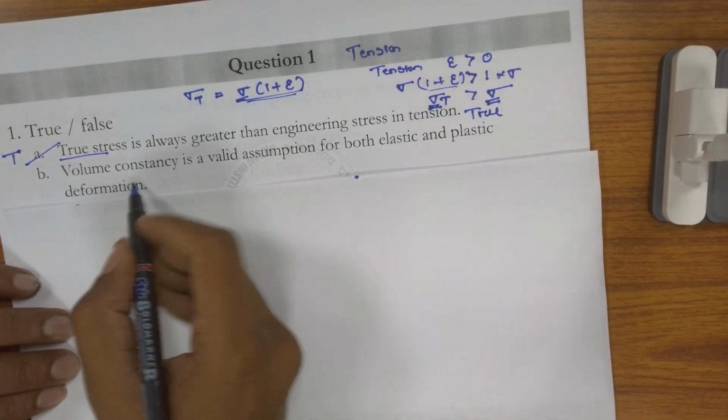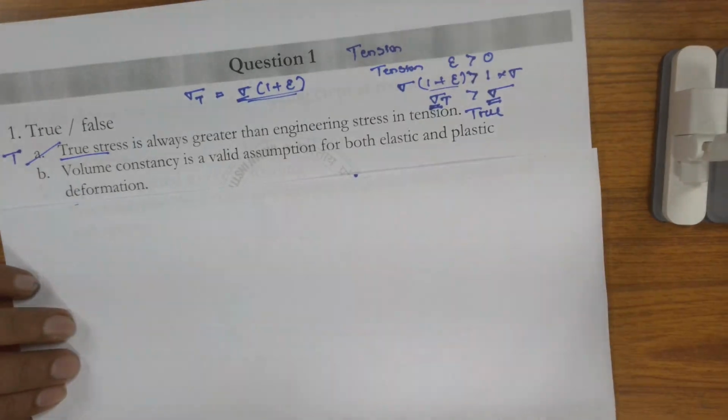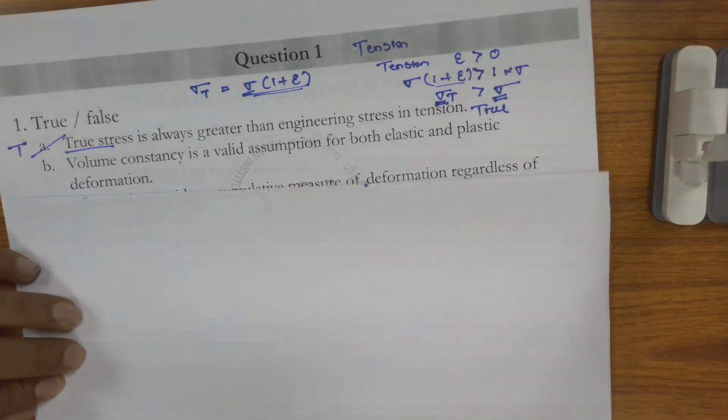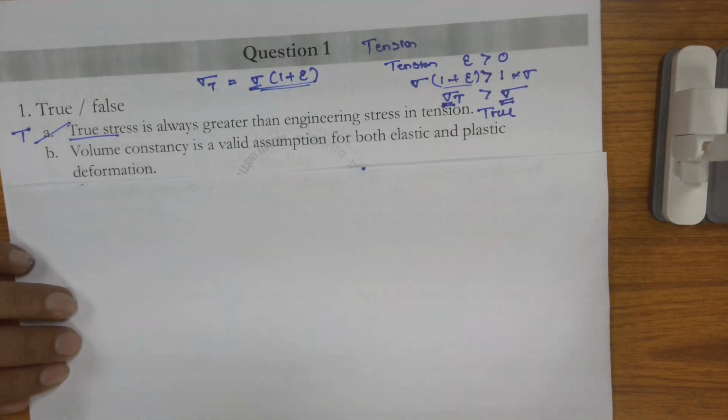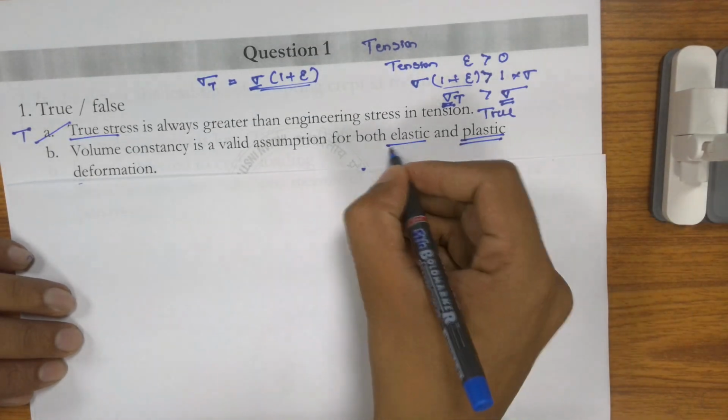The volume constancy is a valid assumption for both elastic and plastic deformation. It is incorrect. It is valid in the plastic deformation, but it's not valid in the elastic deformation.